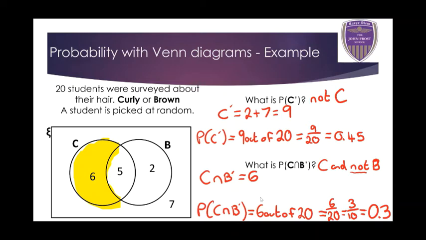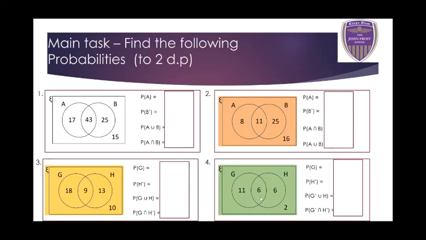Okay, let's have a look at the main task. So here's your questions. Pause the video. I highly recommend getting a bit of scrap paper and having 2 different colored pens or pencils, just so when you're coloring your Venn diagrams, you can see what you're actually trying to find with the overlaps or the unions, adding them all together, okay? So pause the video, have a go with these questions.